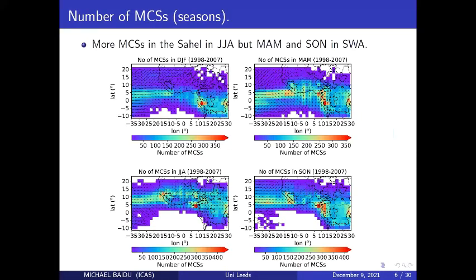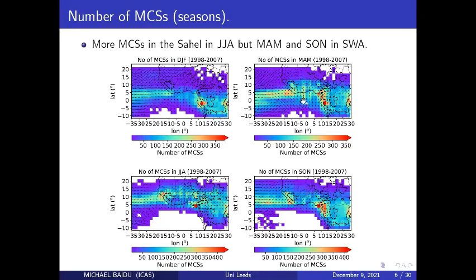For DJF, December, January, February; then March, April, May; June, July, August; and September, October, November. In DJF, most of the storms are concentrated over the ocean. So you have most of the storms over the Gulf at this time, because at this time the Sahel or West Africa is in the dry season, and the movement of the storms has been shown to follow the oscillation of the ITCZ. Literature has shown that most of the storms are located typically about 10 degrees southward of the ITCZ.